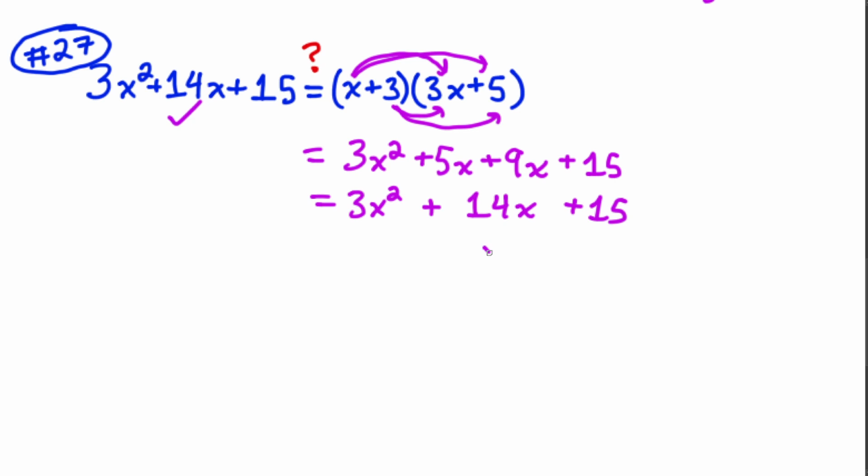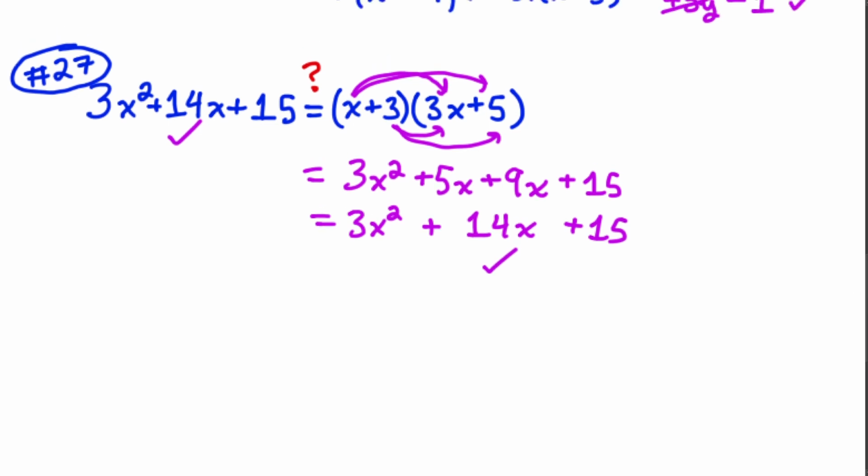So whether you're factoring the difference of two squares, or if you're factoring anything else, you can always check your answer by multiplying it out.